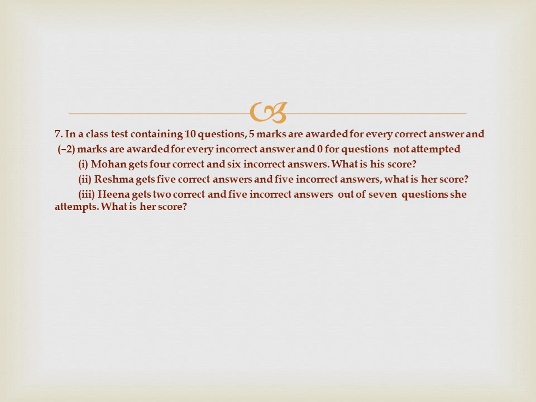Therefore, here the score of Mohan, how to find out? Let us see. Marks awarded to Mohan for correct answers is equal to 4 into 5. 4 correct answers, therefore 4 to be multiplied with 5. Therefore 4 into 5, 20 marks. Usually he gets that because one question is 5 marks.